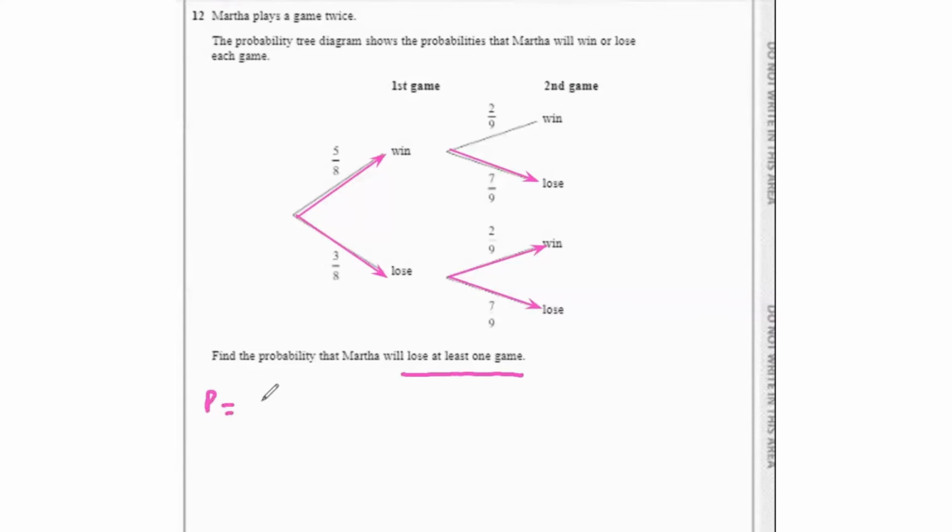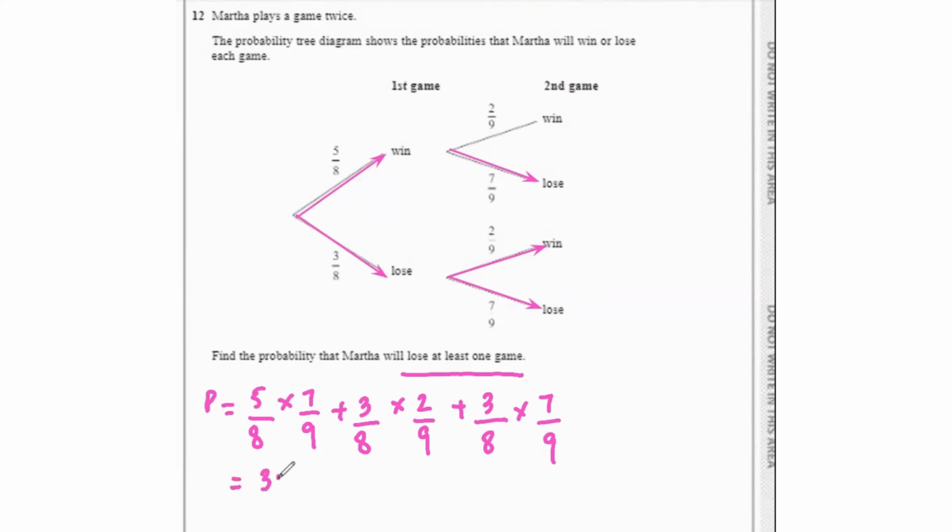So the probability will be 5/8 times 7/9 plus 3/8 times 2/9 plus 3/8 times 7/9. 5/8 times 7/9 gives the probability of her winning the first game but losing the second game. 3/8 times 2/9 gives the probability of her losing the first game but winning the second game. And 3/8 times 7/9 gives us the probability of her losing the first and the second game.